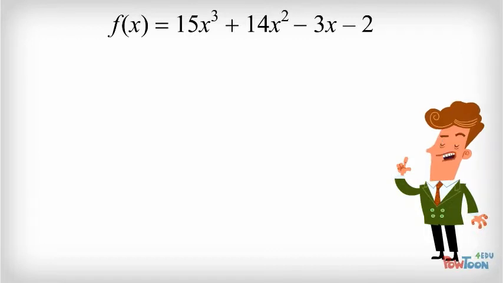Basically, it turns into a fraction. All the different possible factors of negative 2 divided by all the different possible factors of 15. And you just make that big list of numbers. Those are the possible rational roots of this function.